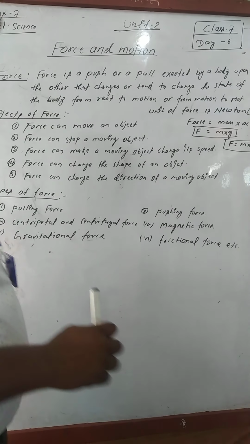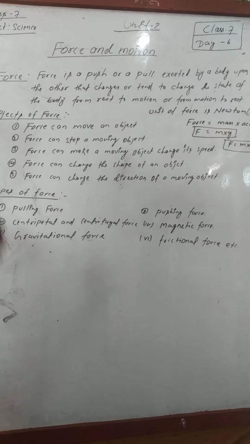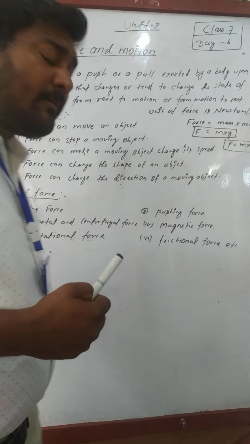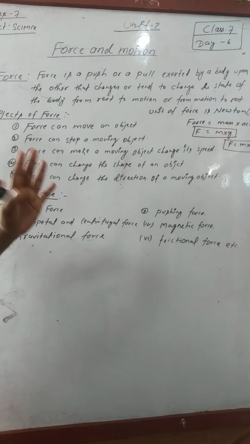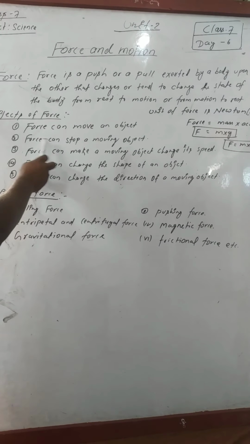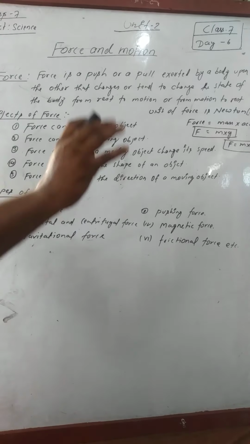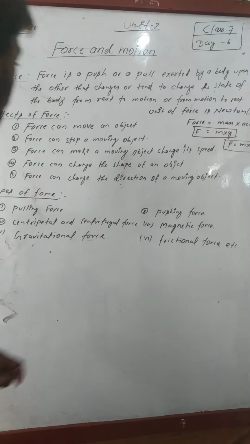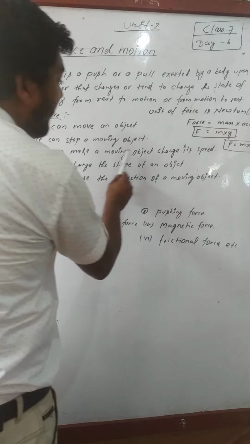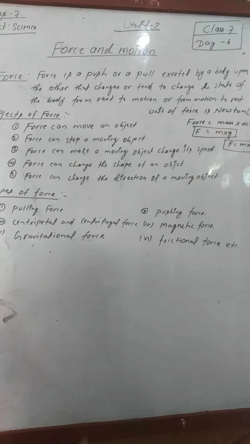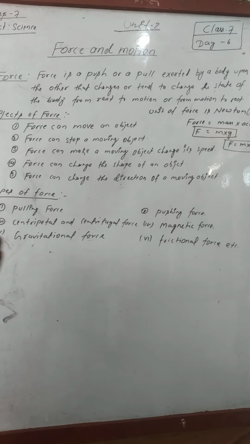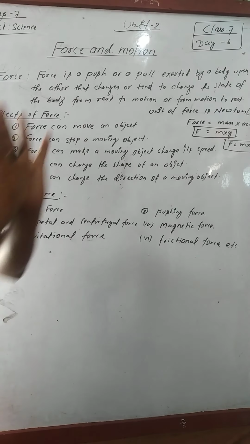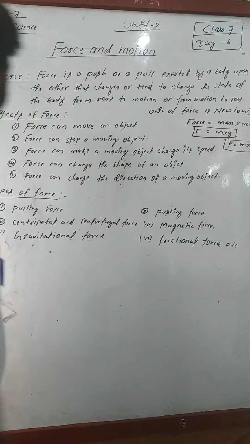Effects of force. What are the effects? Force can move an object. By force, a body can move. Force can stop a moving object; a moving object can be stopped by applying force. Force can make a moving object change its speed. By the help of force, its speed can be changed: either it moves slowly, or its speed increases.